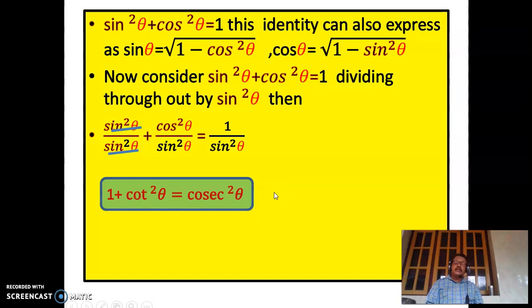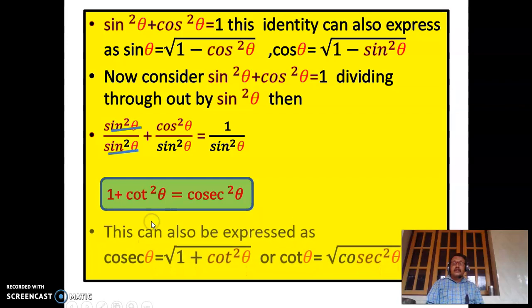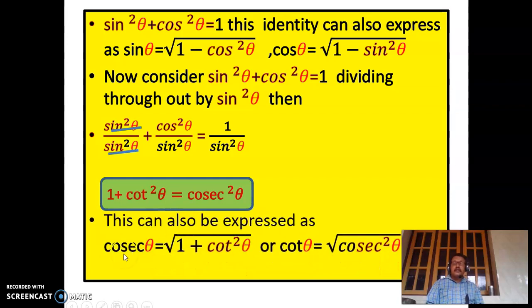This is the second identity. Similarly, this can also be expressed as follows. If you want cosecant theta, then it is the square root of 1 plus cot square theta. If you want cot theta, then cot square theta equals cosecant square theta minus 1, so cot theta equals square root of cosecant square theta minus 1.